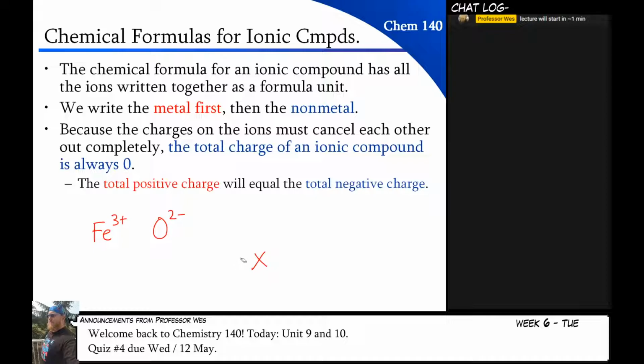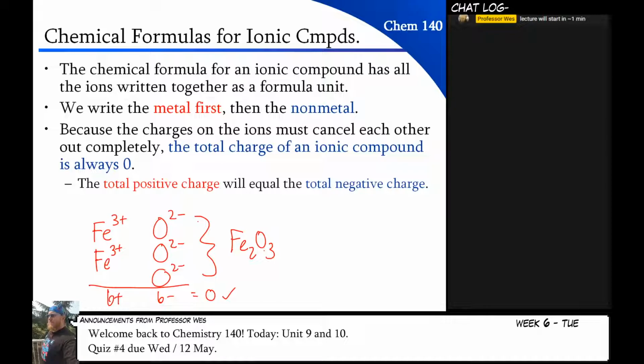Well, as is shown, I have too many positives, so I'm going to add another negative here. Now I have too many negatives, so I've got to add another positive. That's still too much positive, so I'll add another negative. And at some point, when you do this enough, you will eventually get 0. And so that would be the ionic compound between iron with a +3 charge and oxygen with a -2 charge.